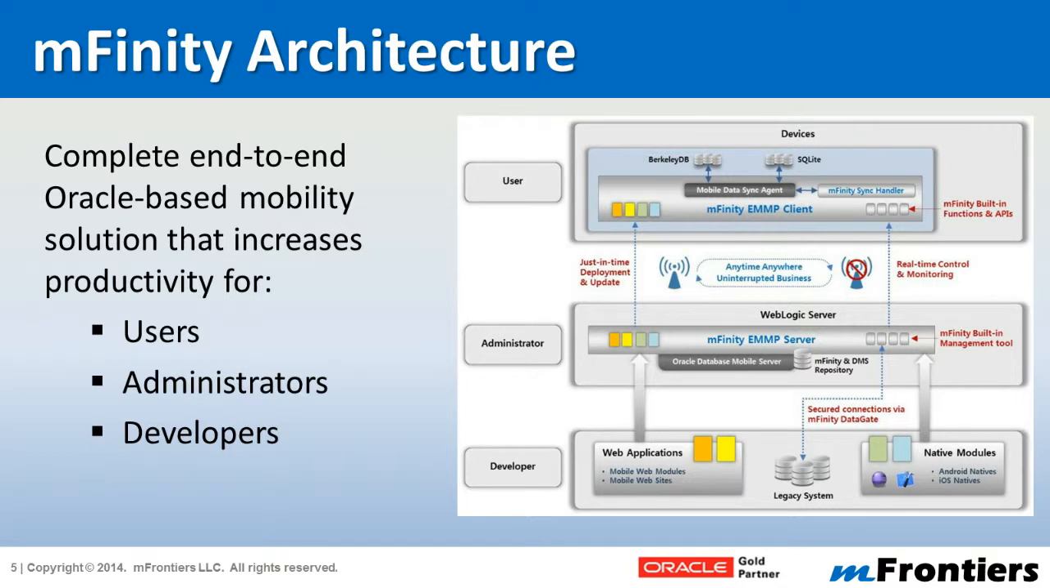mFinity has two components. The server side of mFinity is an administrative console that runs under Oracle WebLogic Server 12c and is integrated with Oracle Database Mobile Server 11g. The mobile device component of mFinity is a smart container box for mobile apps and data that's integrated with the Database Mobile Server Sync agent and uses Oracle Berkeley DB or SQLite for the mobile database.